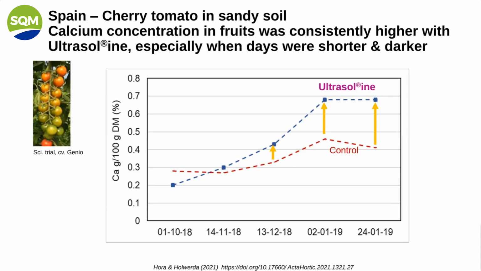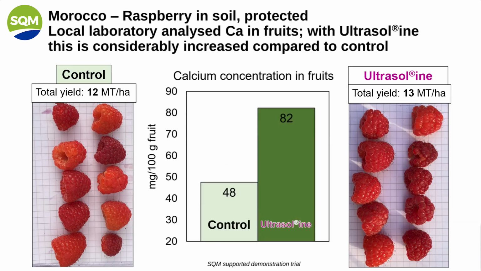We did find a difference in the calcium concentrations in these same fruits. We find consistently, especially during the months of December and January, that the fruits that were treated with Ultrasoline had a much higher calcium concentration compared to control, which received the normal grade of potassium nitrate without iodine. And again, the rest was exactly the same.